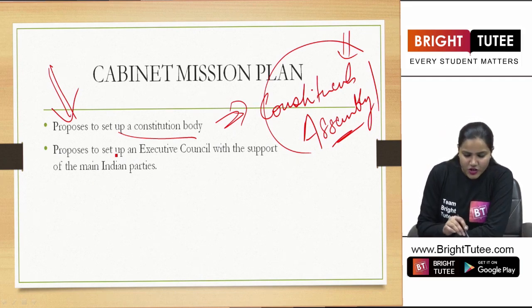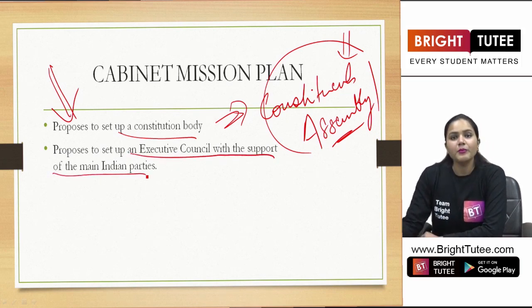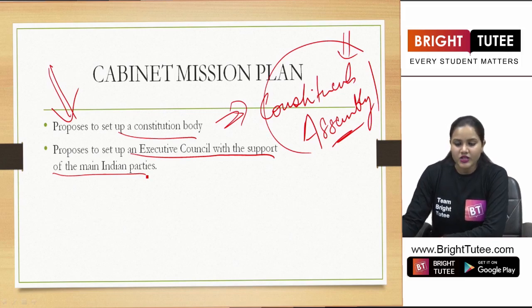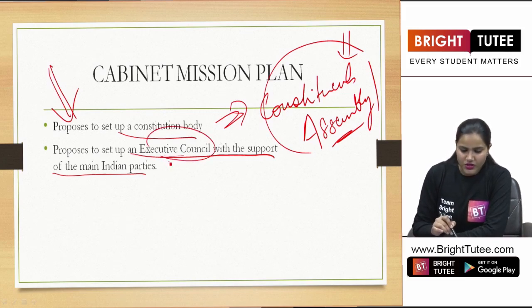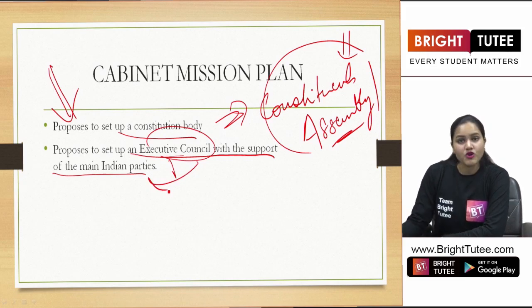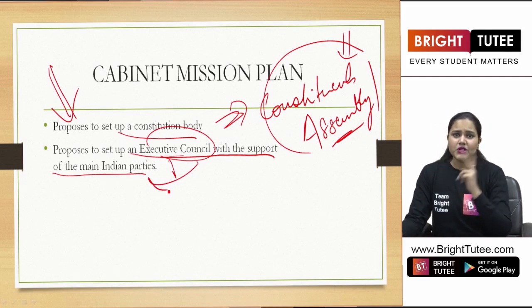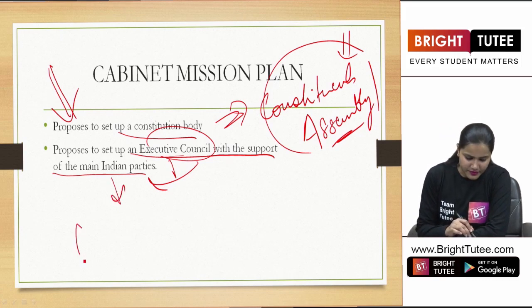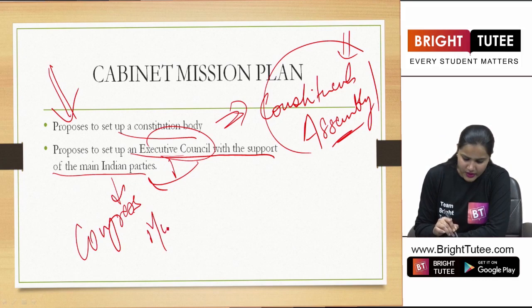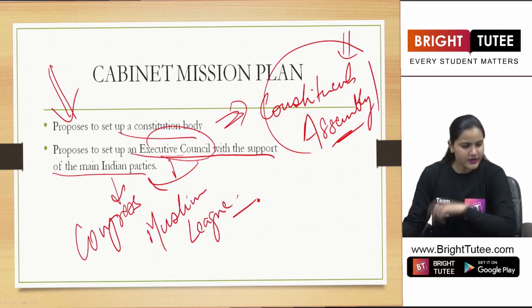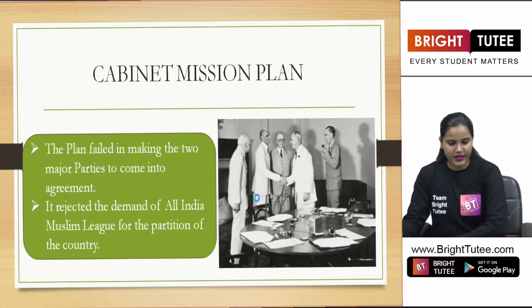The second proposal was to set up an executive council with the support of the main Indian parties. So an executive council was also to be formed with the support of all main Indian parties. But at that time, there were two main parties, the Congress party and the Muslim League.